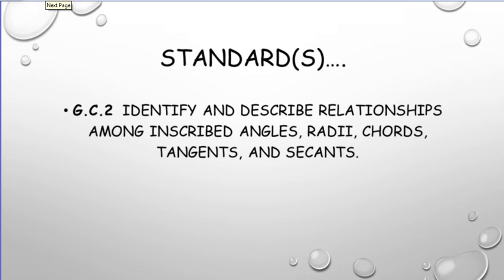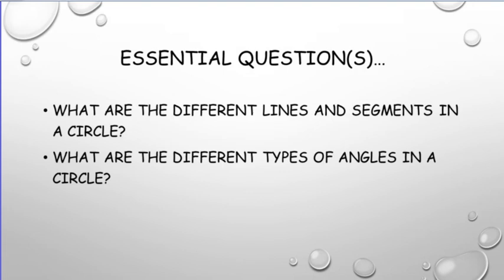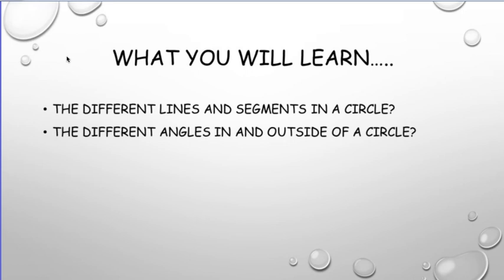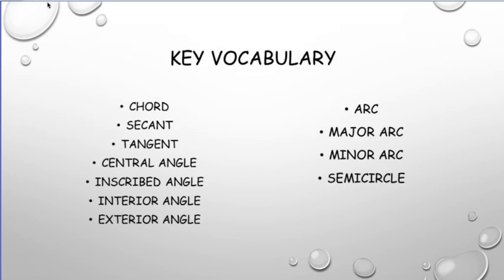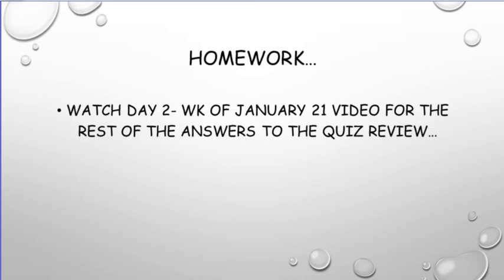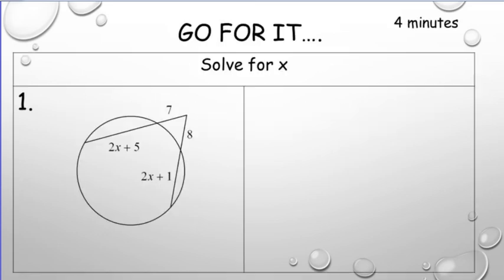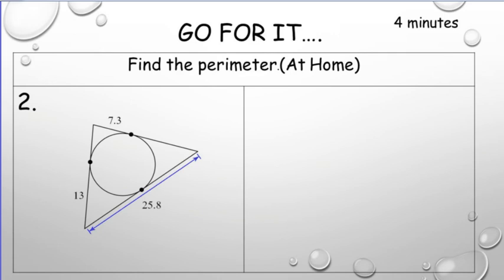The standard that we're looking at and will be quizzed on tomorrow is to identify and describe relationships among inscribed angles, radii, chords, tangents, and secants. What you're going to go over is the different lines and segments of a circle and the different lines and segments outside a circle. These are our key vocabulary words. I'll talk about them as we go through. You already have these in your notes, so this is like a review. This one we did in class. So this is one of the ones we didn't do in class.